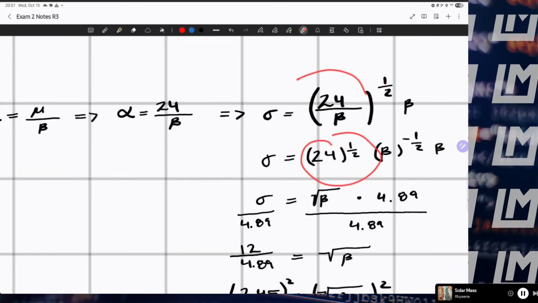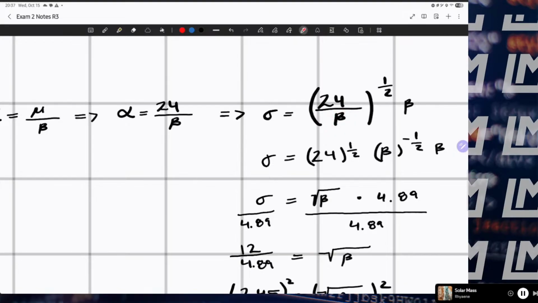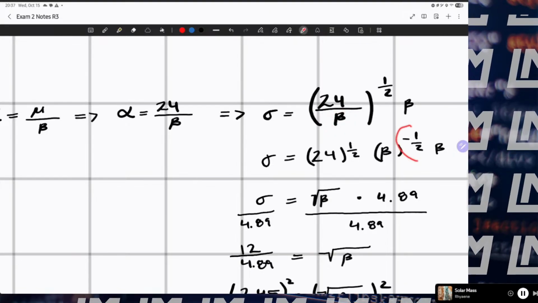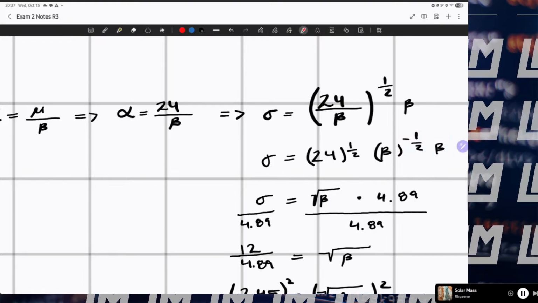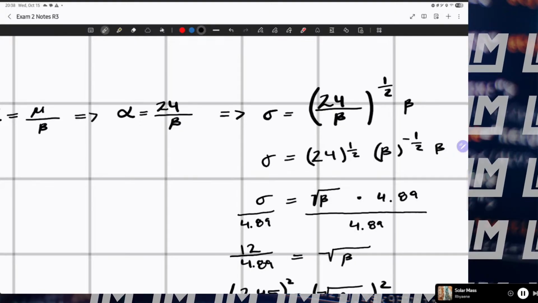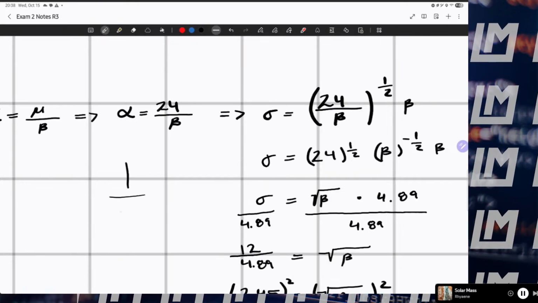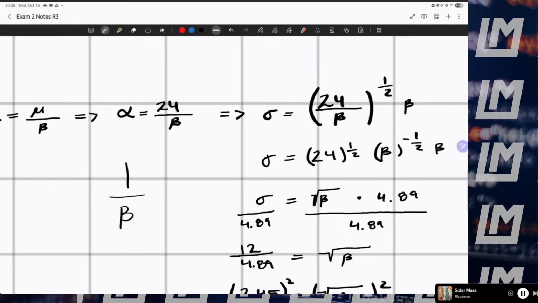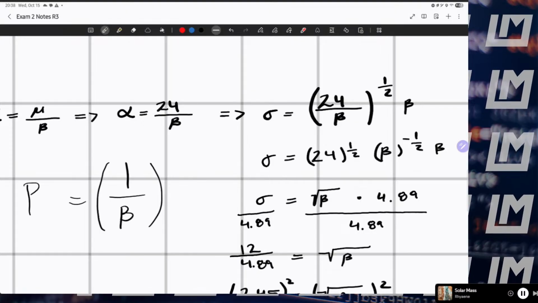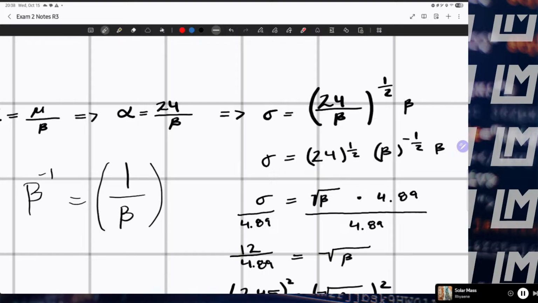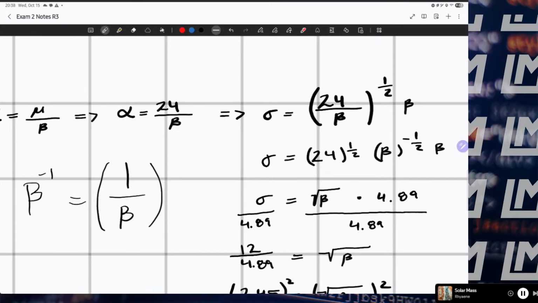So now I only have 24 square root, and since the beta was below, right, it's on the denominator, that's a negative square root, which seems kind of confusing, but it's really just like even if you plug it into a calculator, right, 1 over beta, this is technically the same thing as beta to -1. So that's literally what it is. So knowing that, we're trying to find the square root.